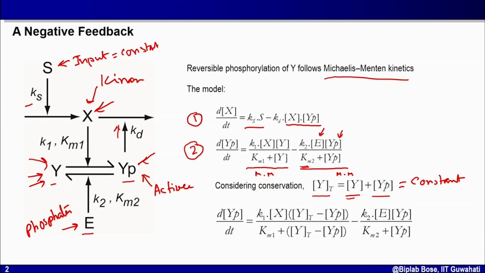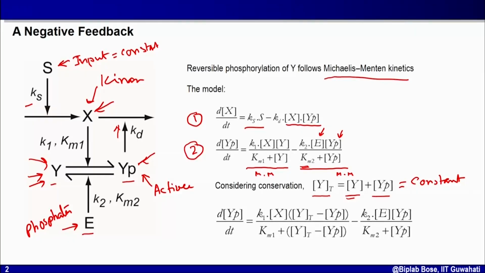This type of reduction in the number of variables we have tried earlier. We are considering here a conservation of the total amount of Y. A part of Y is free Y and another part is phosphorylated Y. So the summation of these two is constant and equal to Yt. So the second equation I can replace.